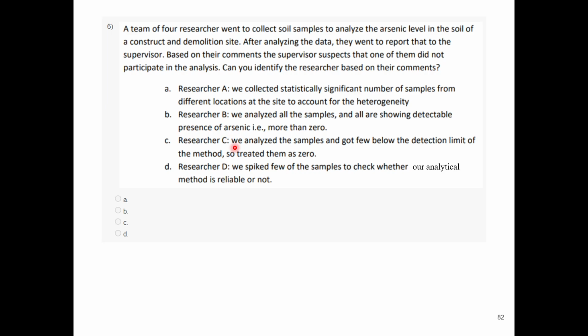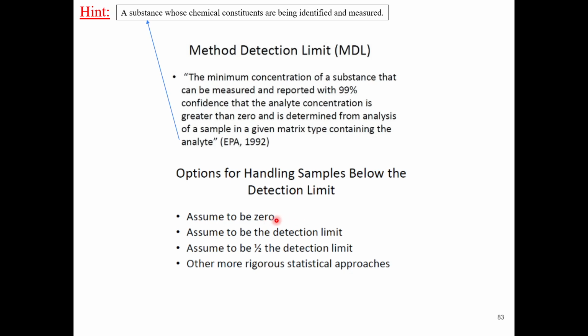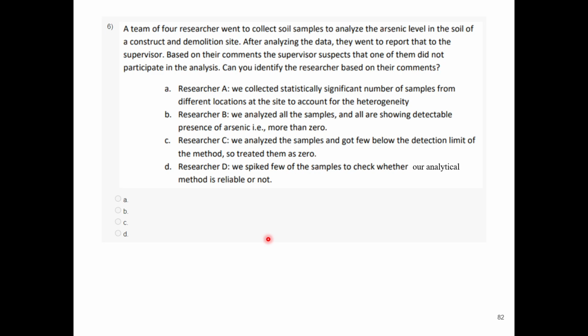Let us see researcher C. We analyzed the samples and got a few below the detection limit of the method, so treated them as zero. So as they got results below the detection limit, if you remember, the options for handling samples below the detection limit are: it can be assumed to be zero, it can be assumed to be half the detection limit, and we can also use some other statistical approaches. So it can be assumed to be zero. He or she has treated them as zero, so that is also correct. So researcher C is also correct.